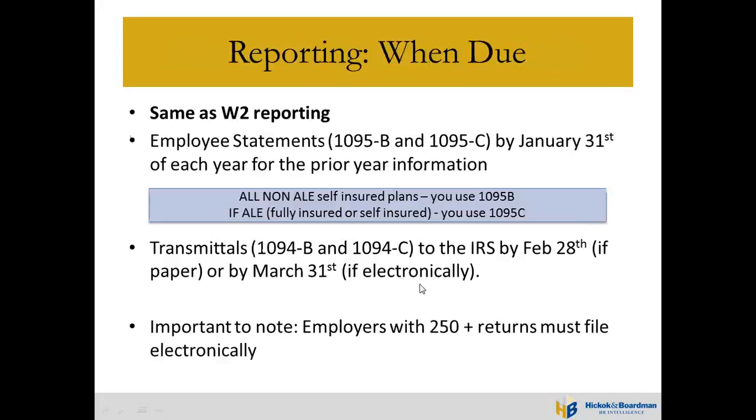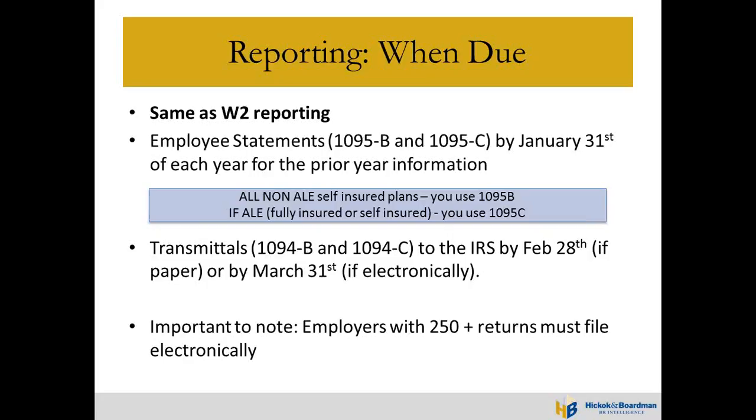So when is this reporting due? It's the same as your W-2 reporting. Your employee statements for applicable large employers, that would be the 1095-C, are due to your employee by January 31st of each year for the prior year information. And then the transmittals to the IRS are due by February 28th if you're a paper filer, or March 31st if you file electronically. And you have to file electronically if you have more than 250 returns to file. You don't count your W-2s and your 1095s together to determine that 250.